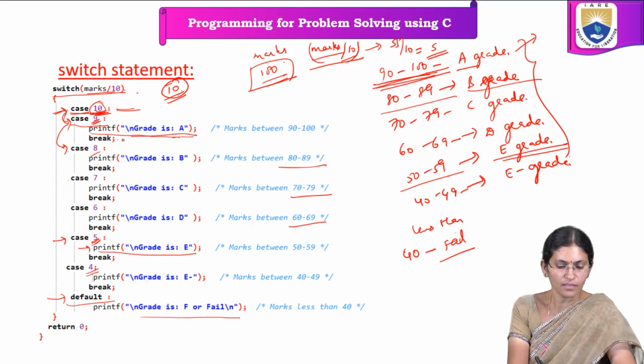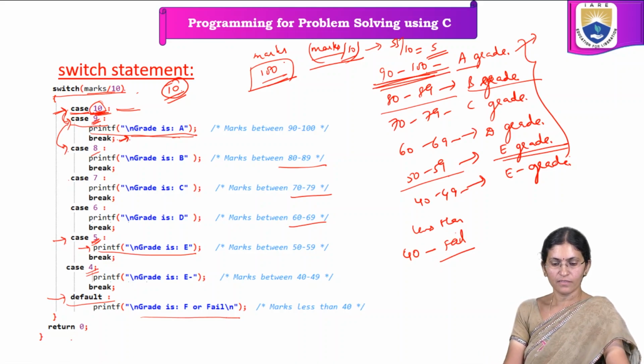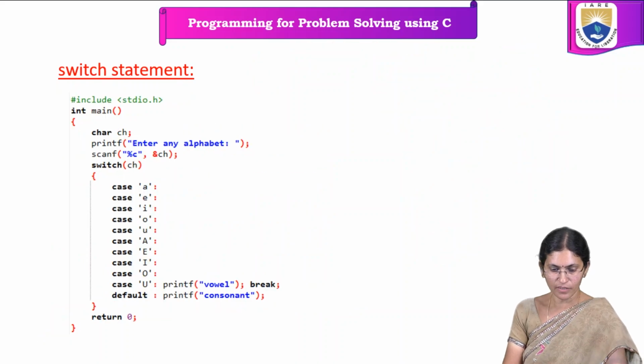And then the program encounters a break statement here. So as soon as this break statement is encountered, control is transferred out of the switch. So in this way, the switch statements are executed.